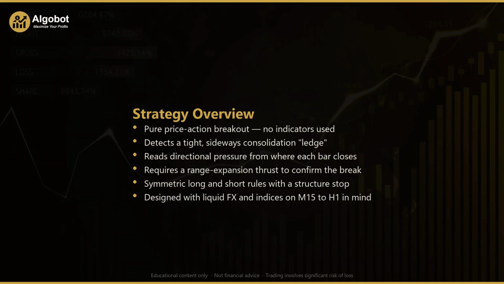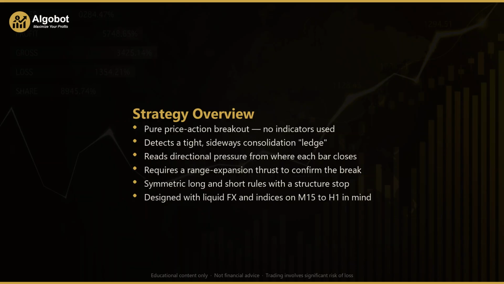Inside that ledge, the strategy reads directional pressure. It does this by looking at where each bar closes within its own range. A bar that closes in the upper half is treated as buyers winning that session, while a close in the lower half counts as sellers. When most bars in a flat ledge keep closing up against the ceiling, that hints demand is quietly absorbing supply.